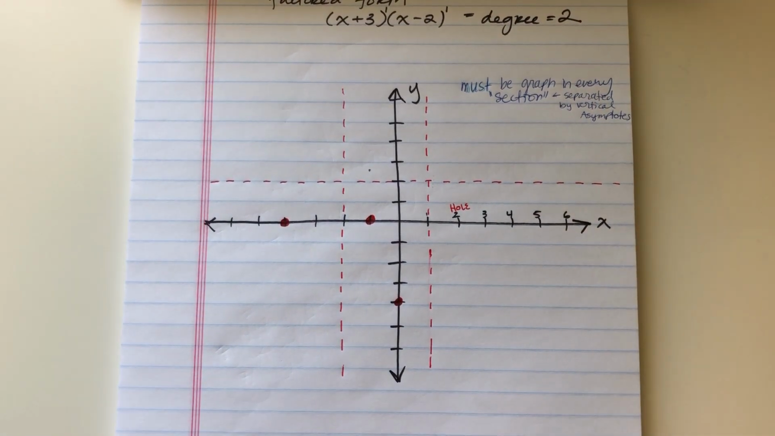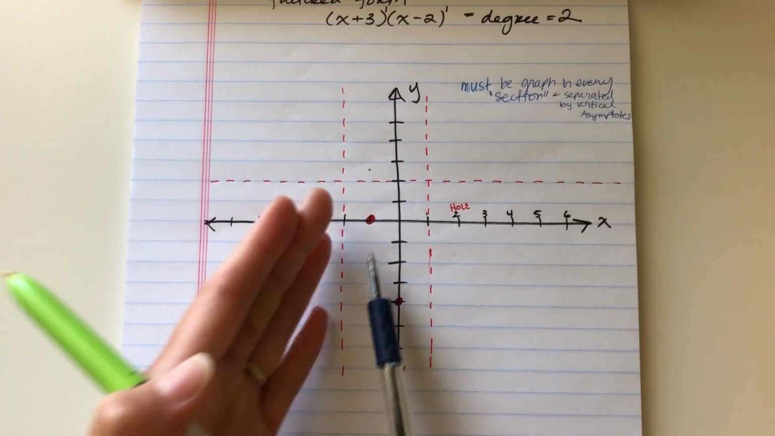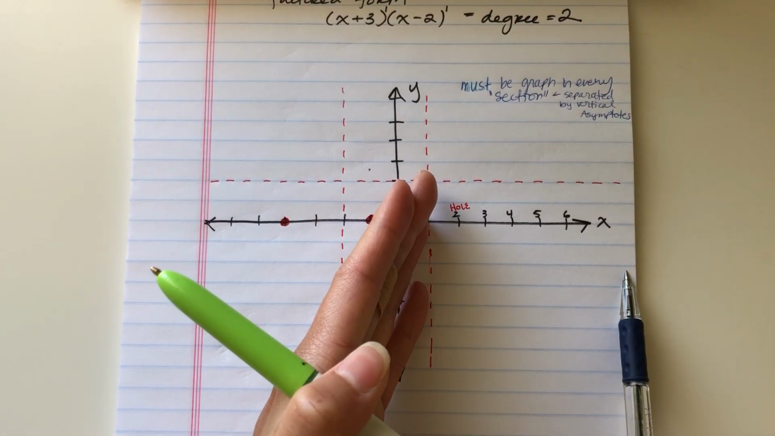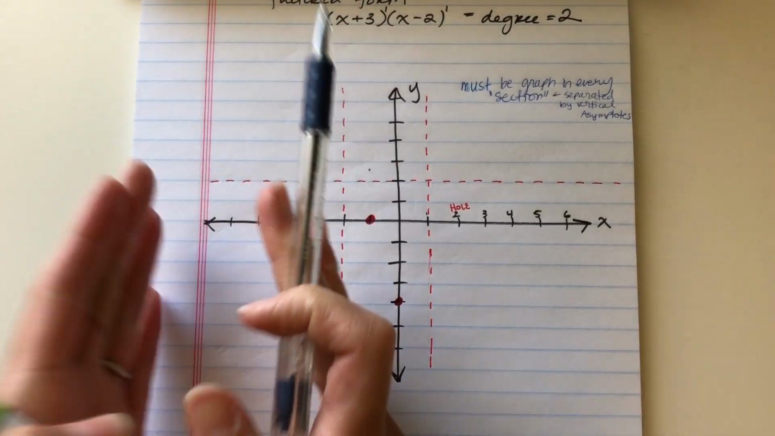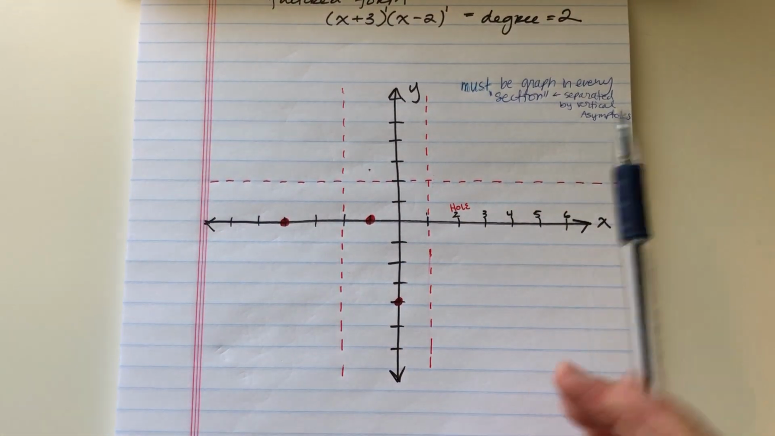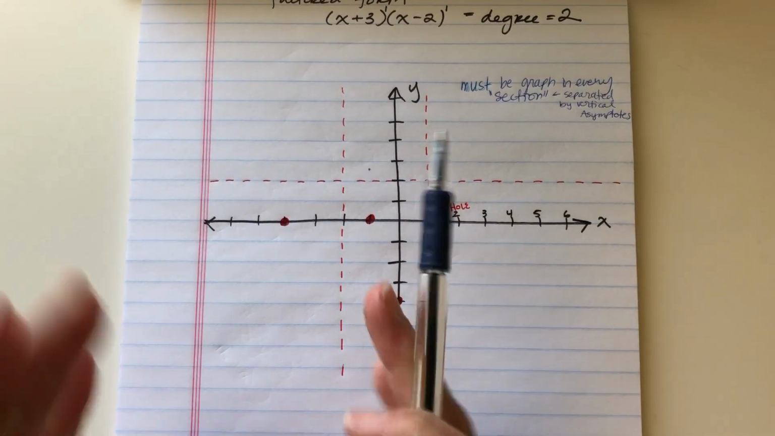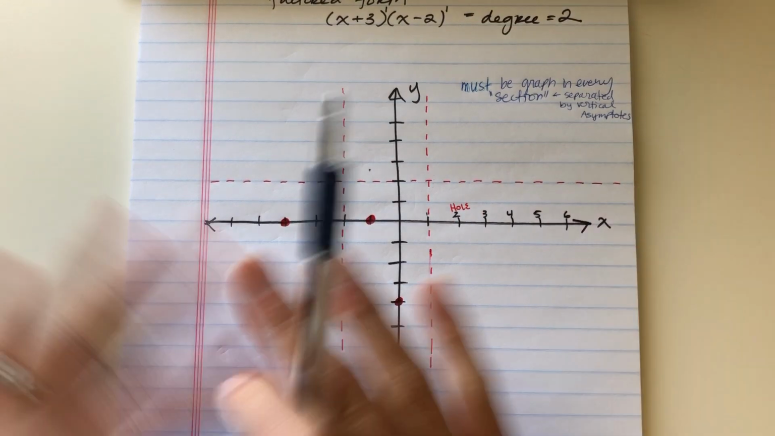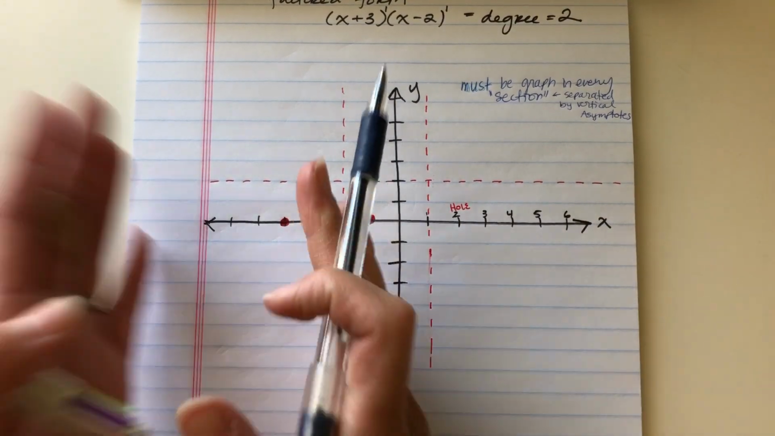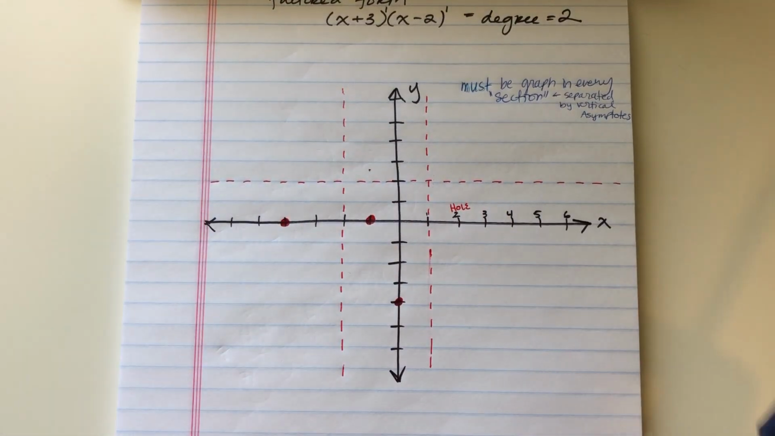Okay, so in this example, I have 1, 2, 3 sections. So there must be graph in each of those 3 sections. The sections are only separated by vertical asymptotes, not the horizontal. That one doesn't matter in terms of where the graph is in the sections, okay?